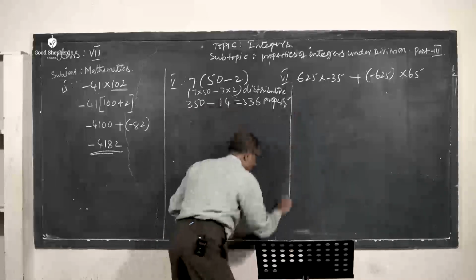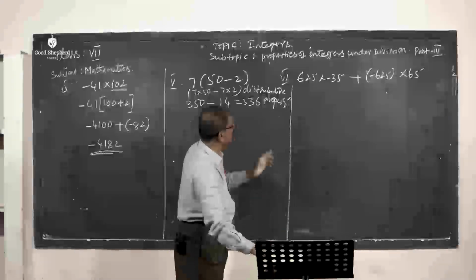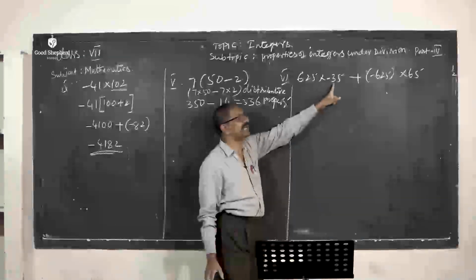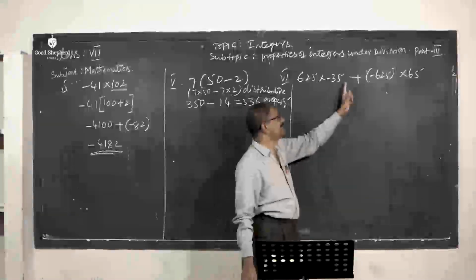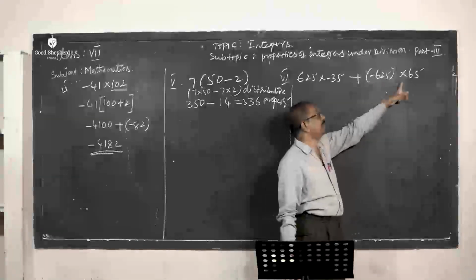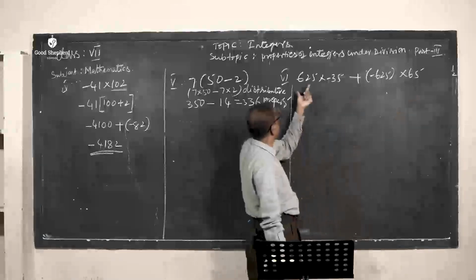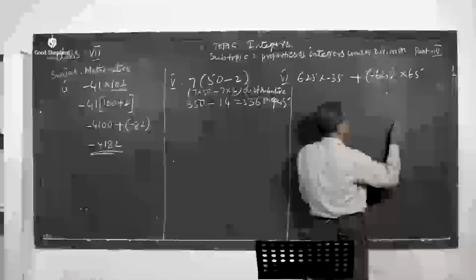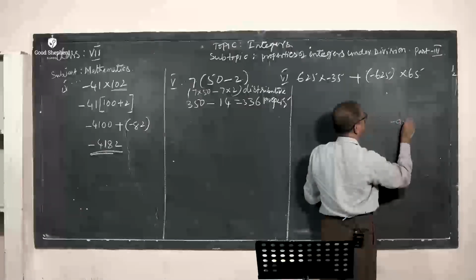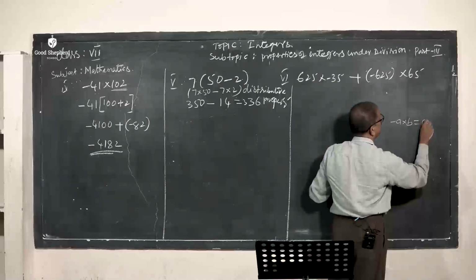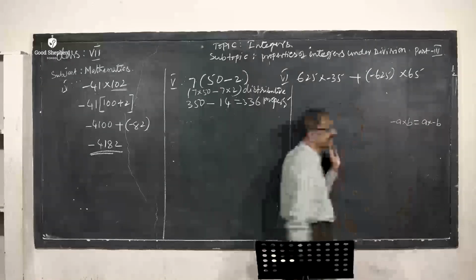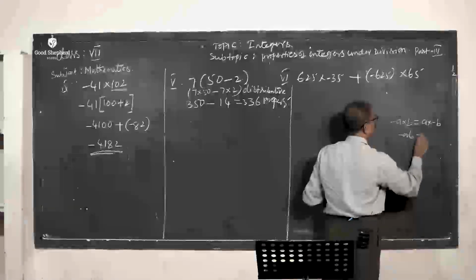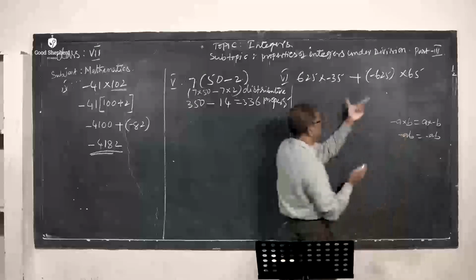Now here also, the given product, be very careful, there are two terms given. One is 625 multiplying by minus 35 plus minus 625 into 65. Here it is plus 625, but here it is minus 625. Now we know that A into minus B is equal to minus A into B. We'll get the one and the same result. Here is minus AB, here also minus AB. So I'll apply the principle.